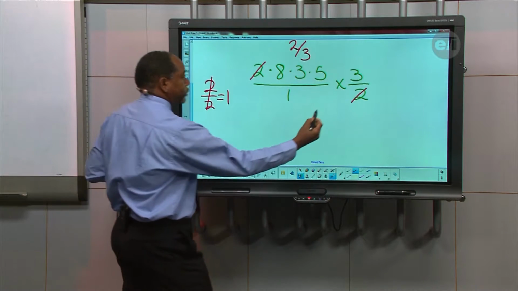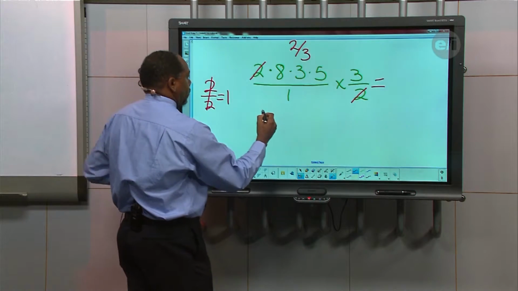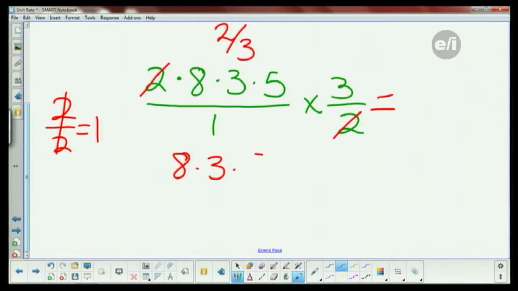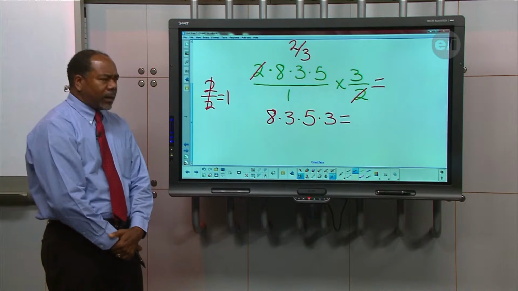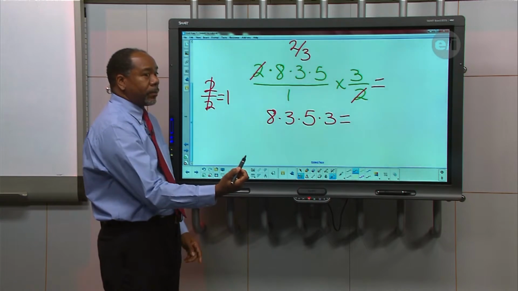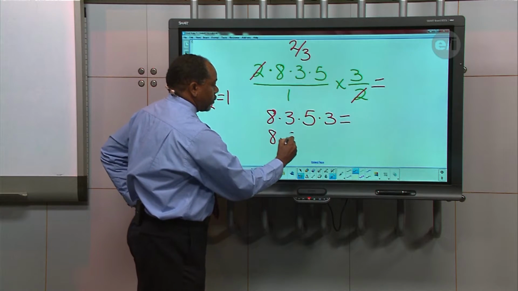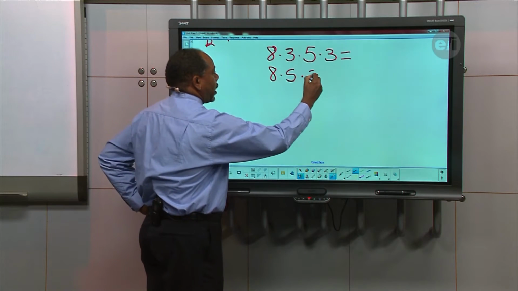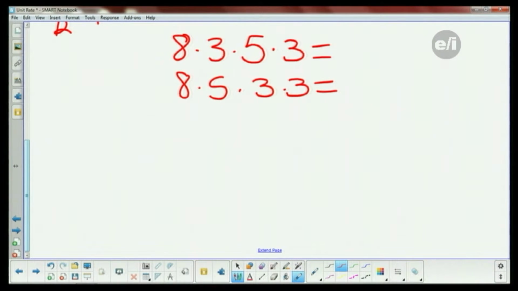That leaves me with 8 times 3 times 5 times 3. That's going to give me my answer. A lot of big numbers going on there, so what I would recommend is to group them in groups of 2. I'm looking at my 2 big numbers, 8 times 5 and 3 times 3, because you're not always going to have a calculator with you to help you. 8 times 5 is going to give me 40. 3 times 3 is 9.